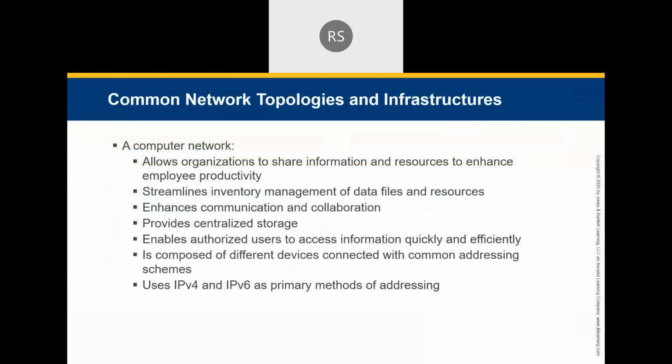Networks can also be used as a storage hub. You can think of a network as a digital storage room where everyone keeps their stuff. It's like having a closet where all of your files are and all the devices can access. It allows authorized users to quickly access that data and those resources. Now, networks will use IP version 4 and IP version 6 as the primary methods for addressing, and we will be discussing them in this chapter.